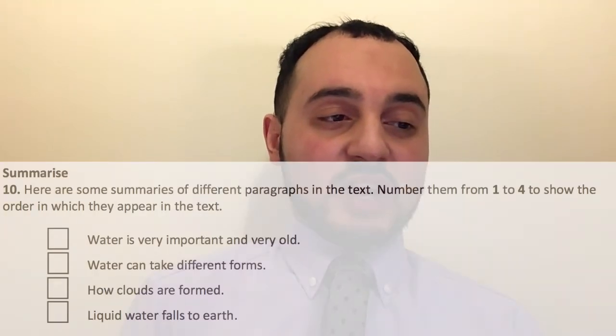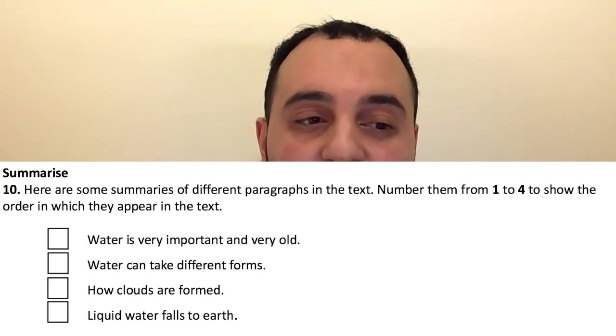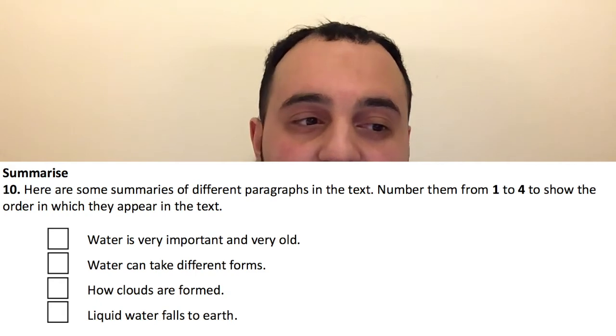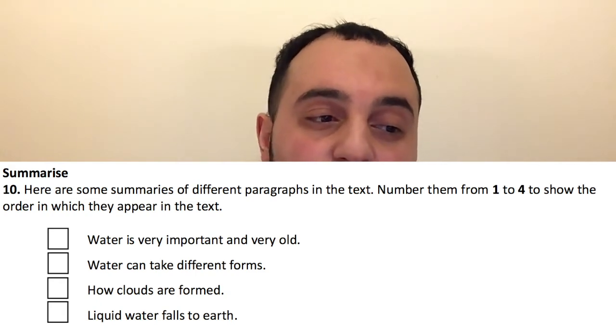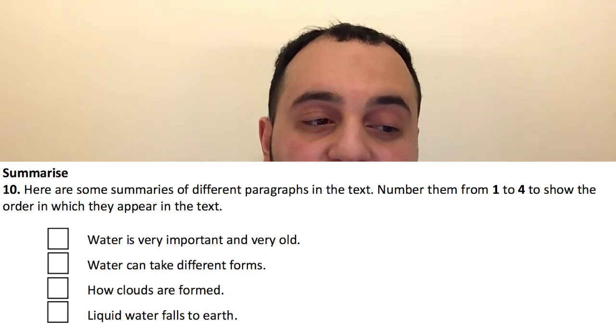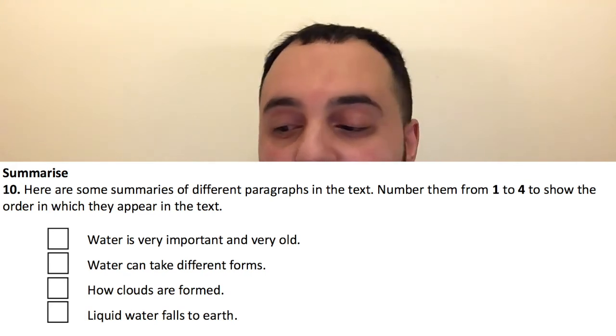Okay. So, summarising, question 10. Here are some summaries of different paragraphs in the text. Number them from 1 to 4 to show the order in which they appear in the text. So, we've got water is very important and very old. We've got water can take different forms. We've got how clouds are formed. And we've got liquid water falls to earth.